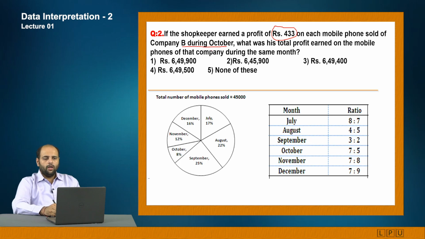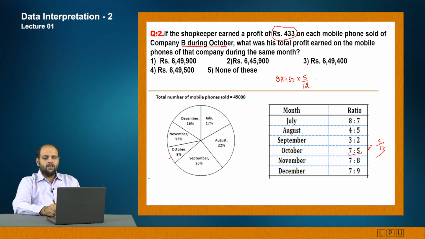Okay, so first of all we have to find out the number of phones that will be sold by the company B during October. So what will October be? October will be 8%. So the value will be 8 into 450. And we are talking about the company B, so the ratio is 7 is to 5, that means 5 upon 12. So the net value will be equal to this.